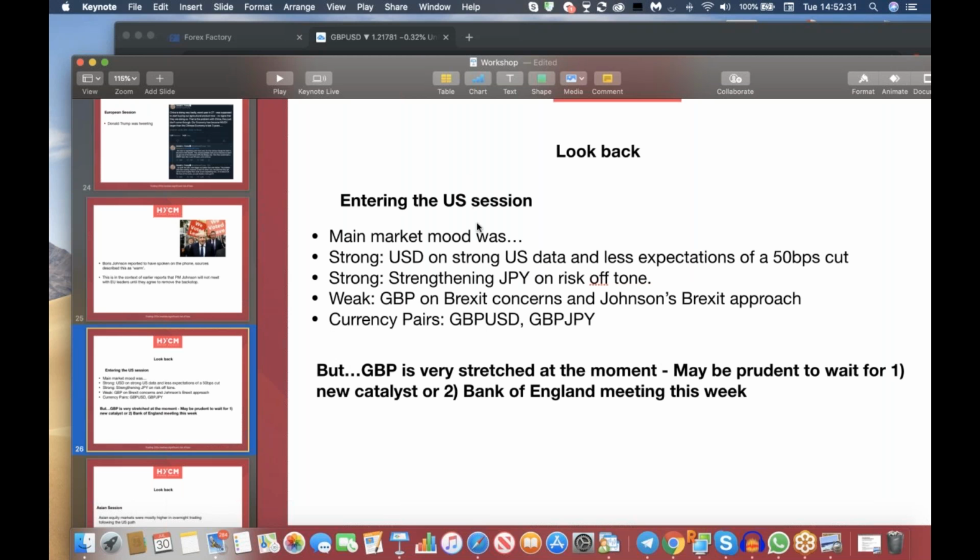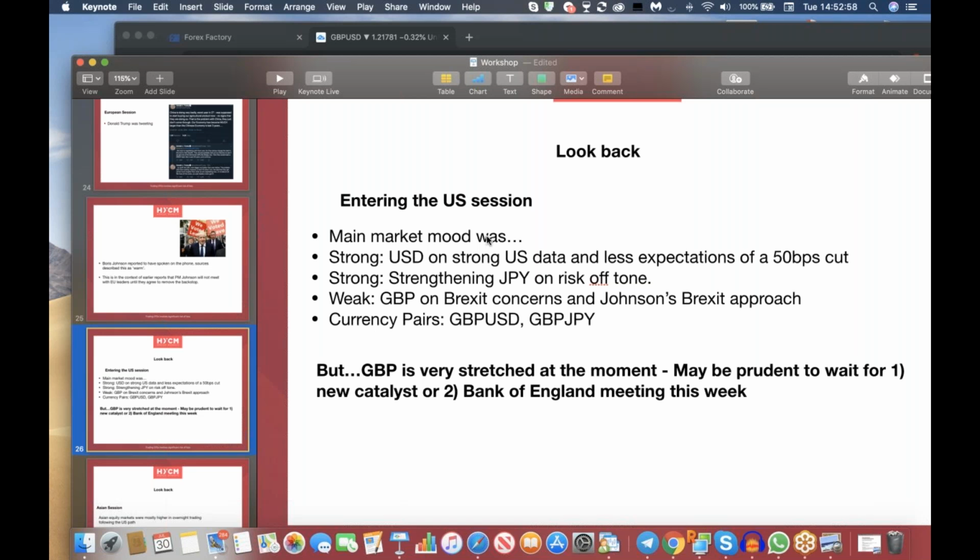And then entering the US session, we do exactly the same process, okay? Now, what's the strong? I still thought the US dollar is strong. And then I recognized a new strong currency as well. It's the strengthening yen on the risk-off tone. Donald Trump's tweets are making people nervous. So we saw equity markets getting hit, we saw some bond market yields falling, and we saw some yen strength.